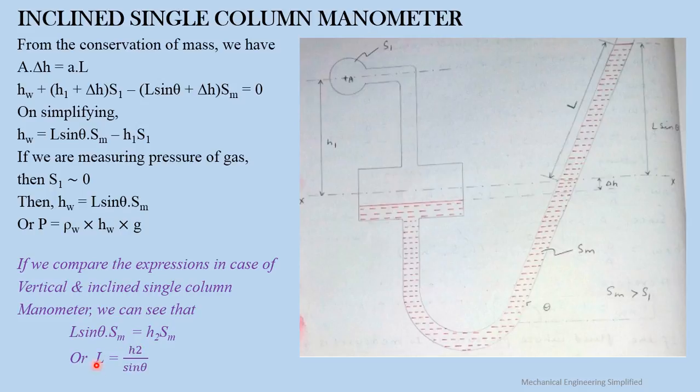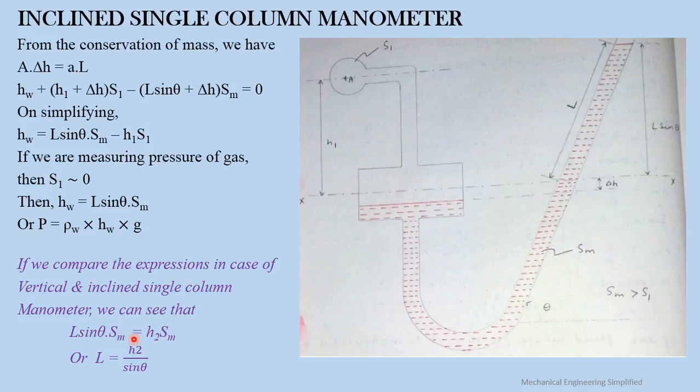Sine theta is always less than 1, because in this case it will lie between 0 and 1, since this is an acute angle. You cannot make this an obtuse angle. So in the first quadrant, the value of sine theta is between 0 and 1. That means that L will always be greater than H2.